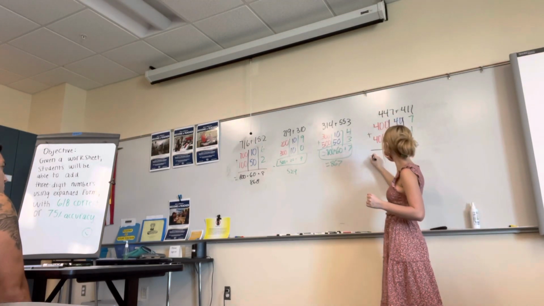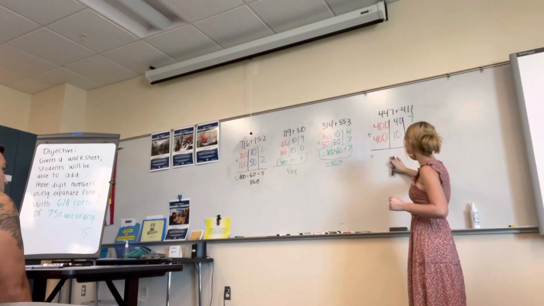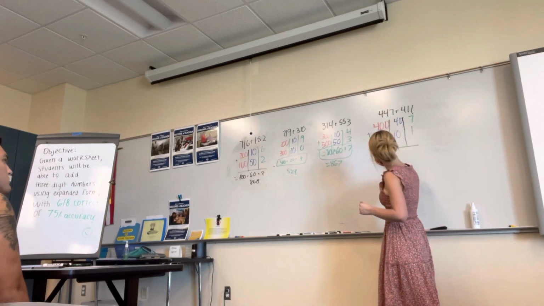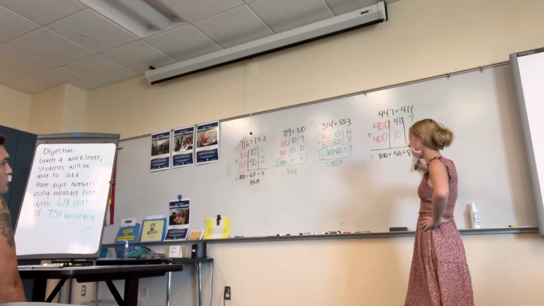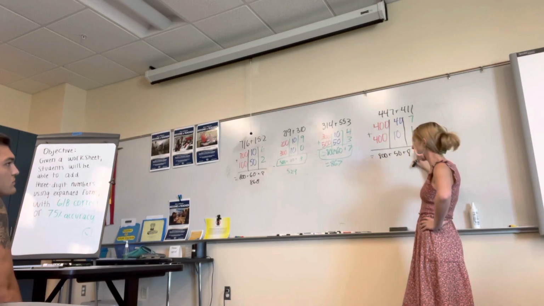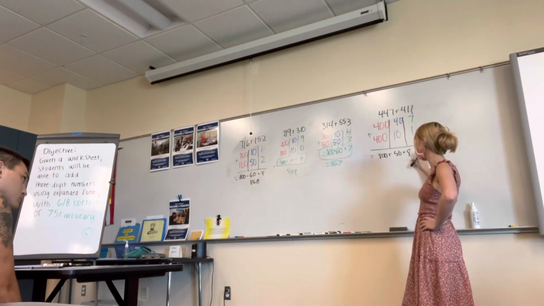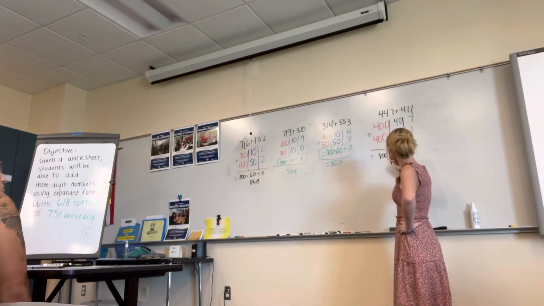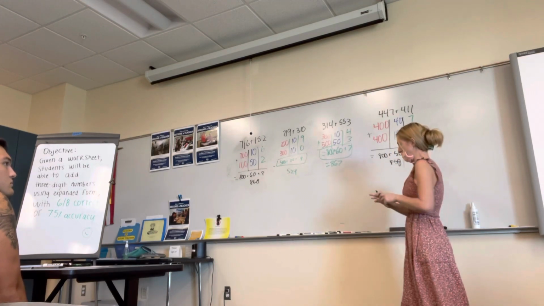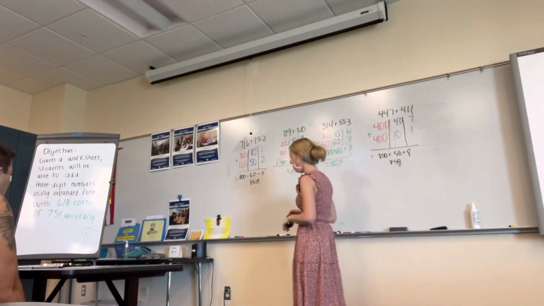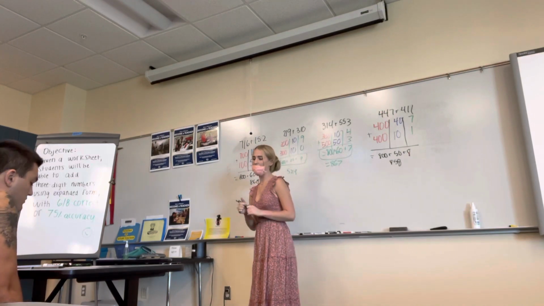Your operation symbol, equal sign. We're going to add the place values together. 800 plus 50 plus 8. This is still expanded form. You cannot give an answer like this. You have to give your answer in standard form. So 800 plus 50 plus 8 is 858.